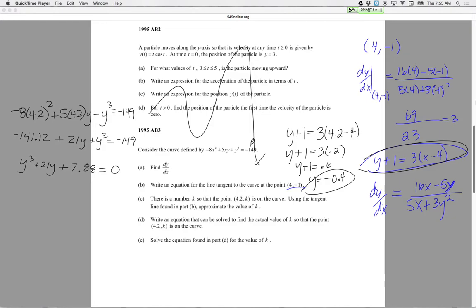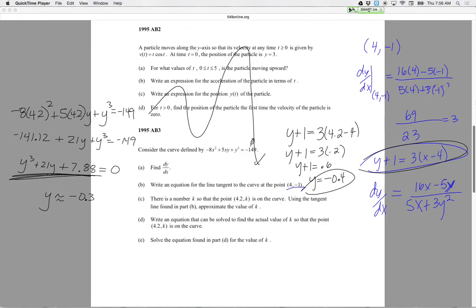Hit graph. What do you do? I'd hit zoom 6. What are you looking for? Where that graph crosses the what? X-axis. How do you do it? Second trace, zero. Guys, you set the equation equal to 0. Anytime you set an equation equal to 0, to solve it, you're just looking for where that equation crosses the x-axis. So what do you get? Negative 0.37.